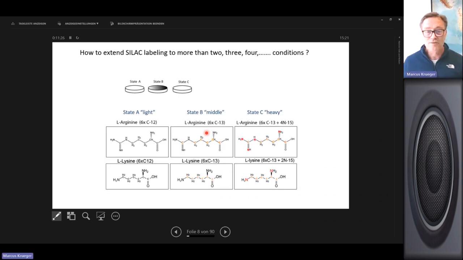So why is that? We could use basically our non-labeled condition, of course. We have the middle condition and we have the heavy condition. So this is either with arginine 6 and lysine 4 or lysine 6, and we have arginine 10 and lysine 8. So these are the three conditions that you could use.